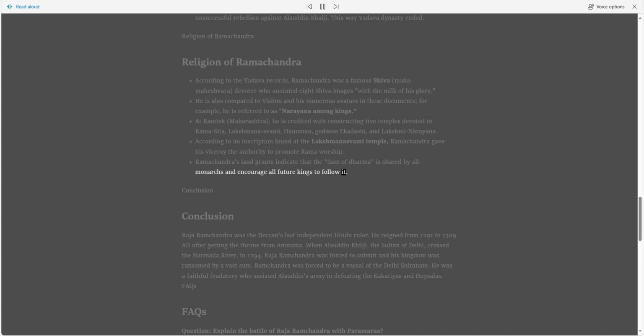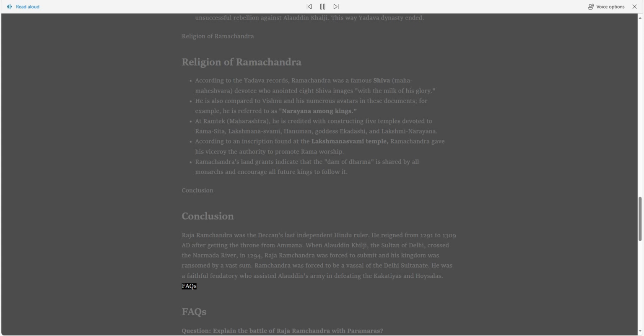Conclusion. Raja Ramchandra was the Deccan's last independent Hindu ruler. He reigned from 1291 to 1309 AD after getting the throne from Amana. When Alauddin Khilji, the Sultan of Delhi, crossed the Narmada River in 1294, Raja Ramchandra was forced to submit and his kingdom was ransomed by a vast sum. Ramchandra was forced to be a vassal of the Delhi Sultanate. He was a faithful feudatory who assisted Alauddin's army in defeating the Kakatiyas and Hoysalas.